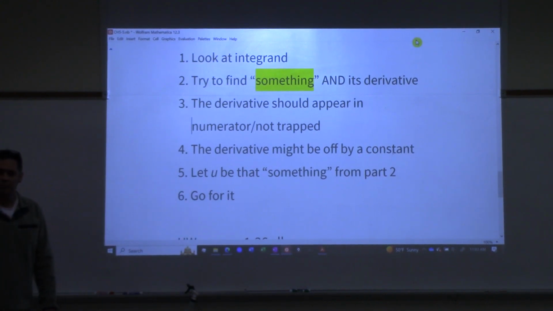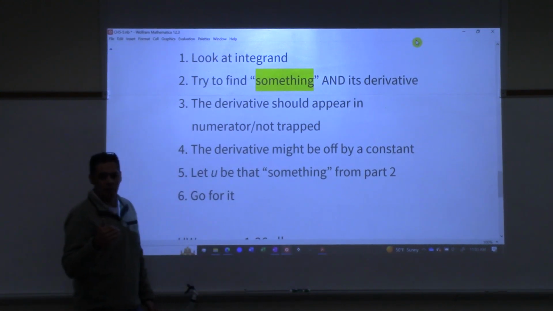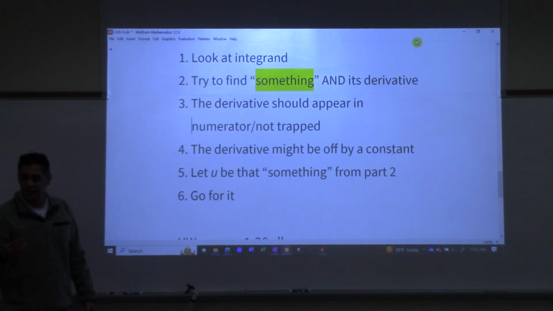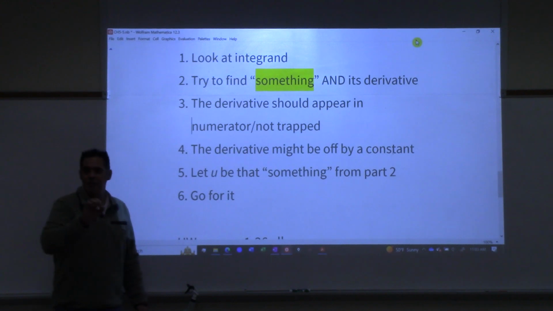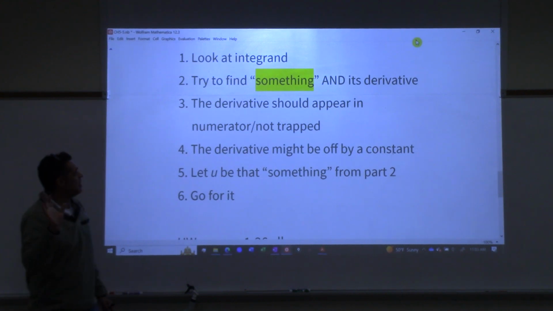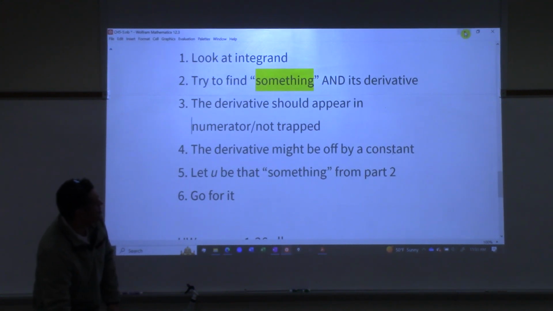Anything else? So what we were doing last time is trying to find antiderivatives using this method called substitution, where we look at the integrand, the integral, and try to see something and find its derivative. We should make sure that derivative is in the numerator, that it's not trapped, and then you just make a substitution and make it work out. We're going to do a few more examples, and then we're going to move on to 6.1.